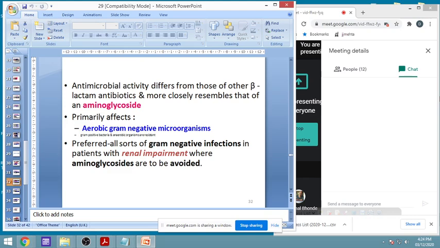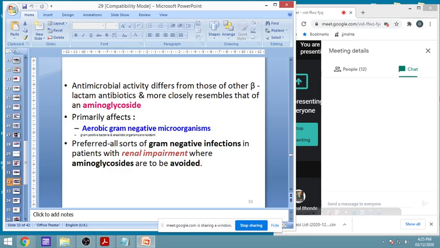Streptomycin, paromomycin, neomycin, kanamycin, there are many such agents. So what is the mechanism of action of aminoglycosides? If you remember, as a general talk we had, they act on the ribosomes, inhibiting protein synthesis. So by this mechanism they are acting. They primarily affect aerobic gram-negative microorganisms. They can also act on gram-positive bacteria and anaerobic organisms, but most of these are resistant. Only a few are susceptible.